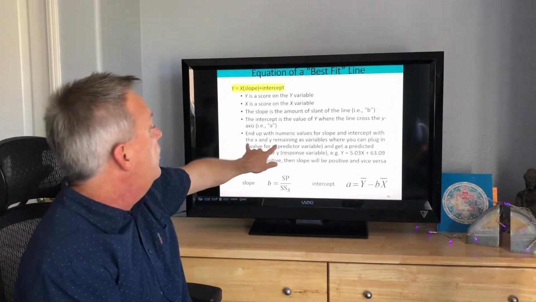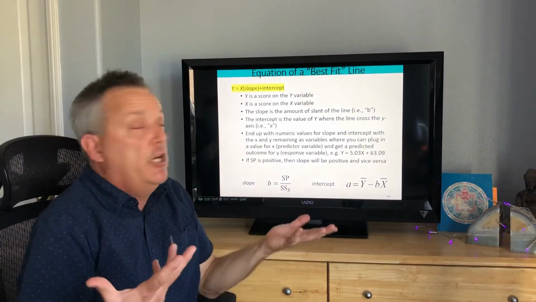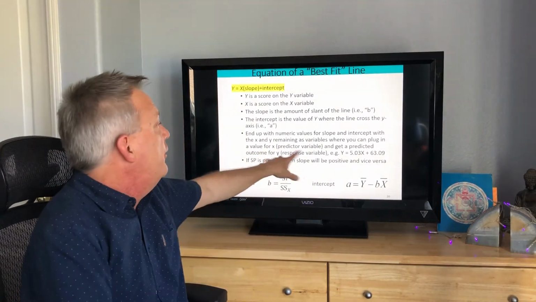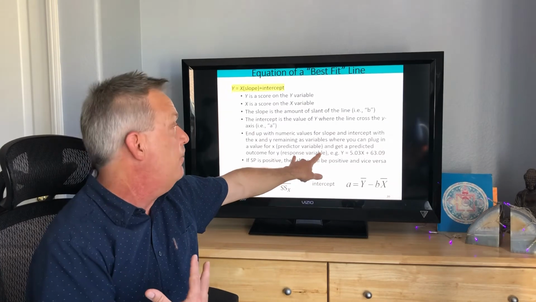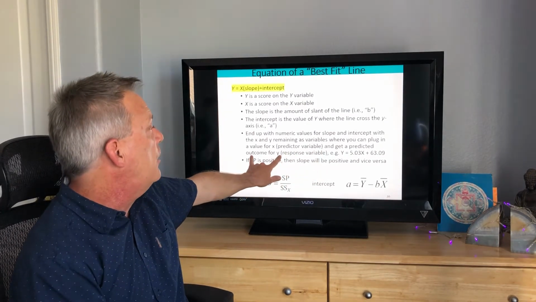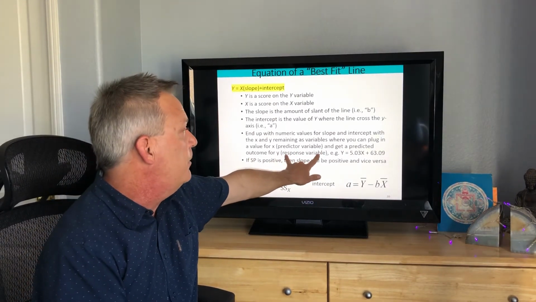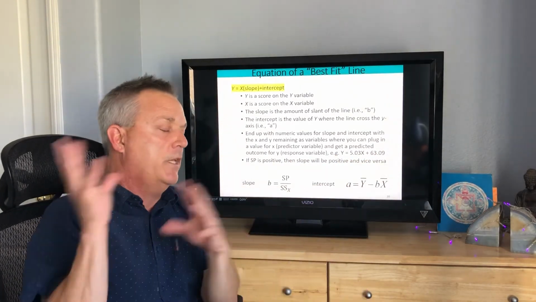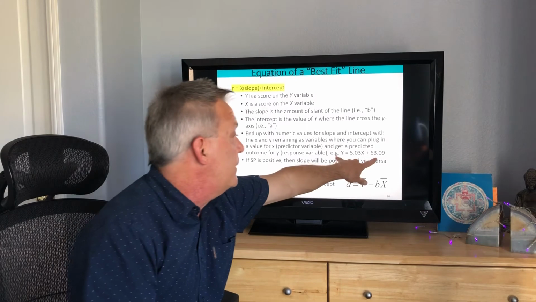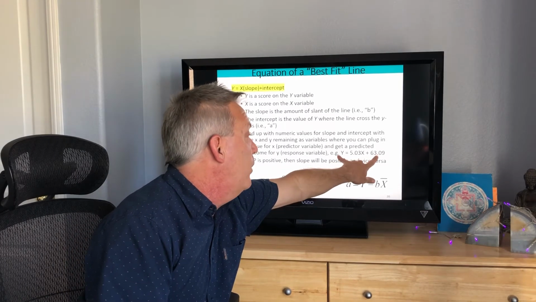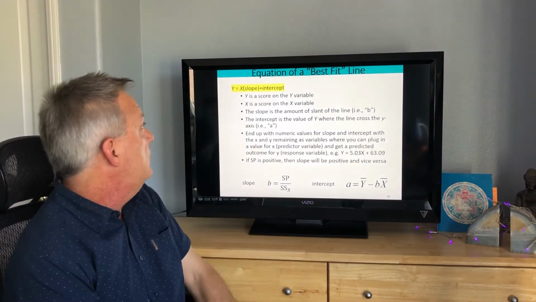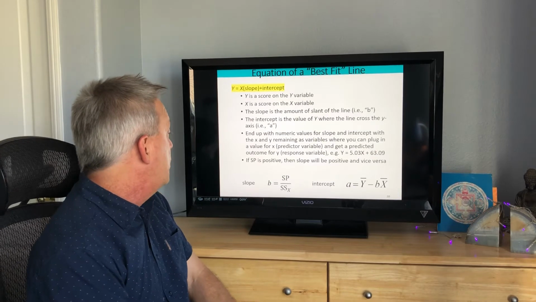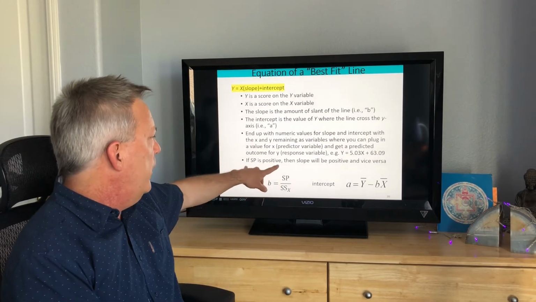Okay? With the x and the y remaining as variables, where you can plug in a value for x, that predictor variable, and you can get a predicted outcome for y, the response variable. And they give the example of the exam scores, and this is what they ended up finding for the linear regression, the equation for it.